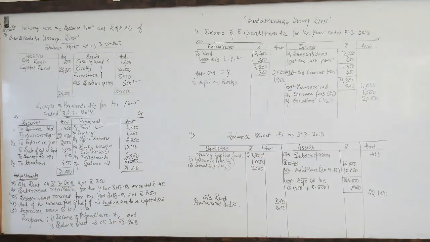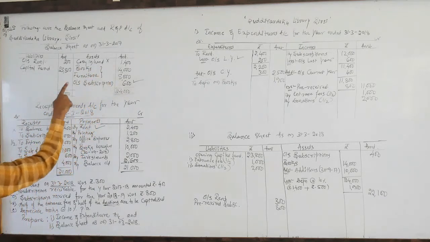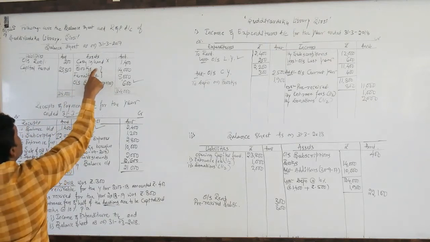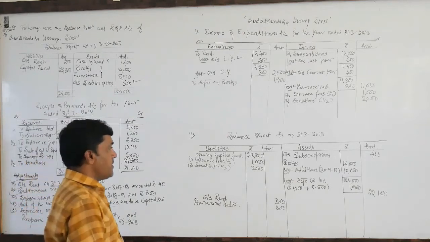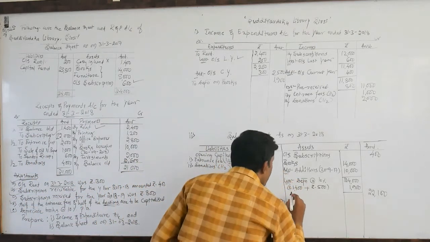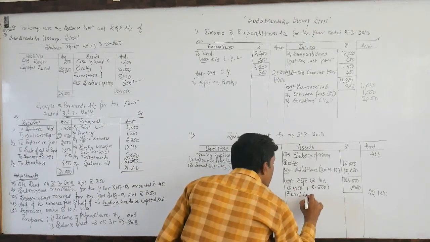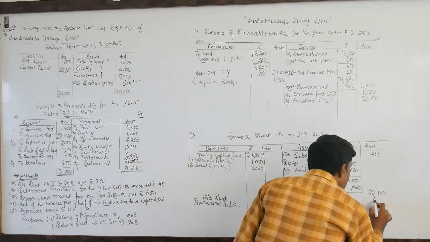Now I am very much interested to come from the beginning. Outstanding rent we have already completed. Capital fund I have already written. So look here, cash in hand, I have already said it has cancelled. Books I have written. Furniture: no additions, no depreciation on furniture. So directly I would like to write it on the asset side of the current year balance sheet, that is furniture. Furniture is rupees 8,000.